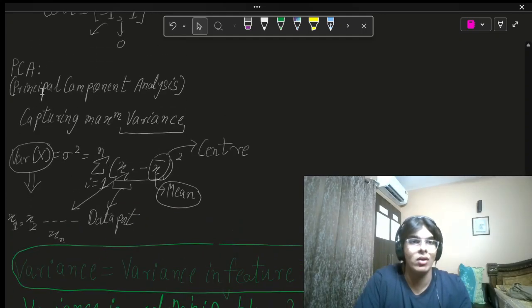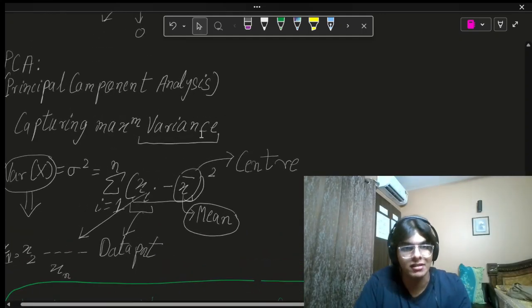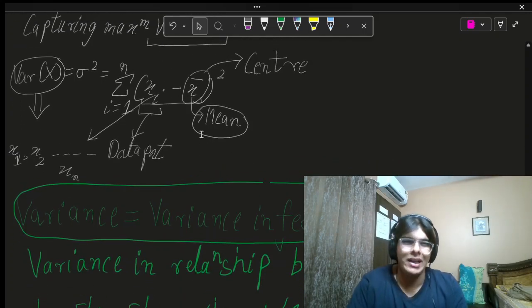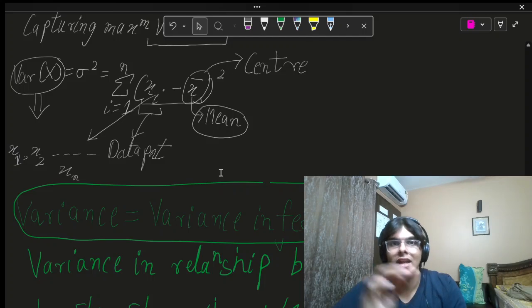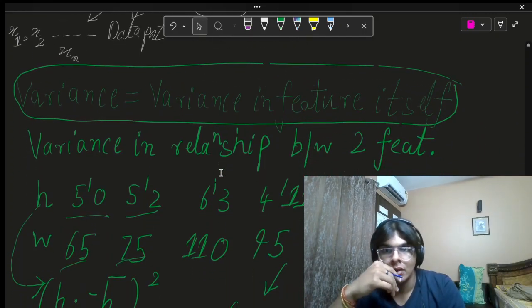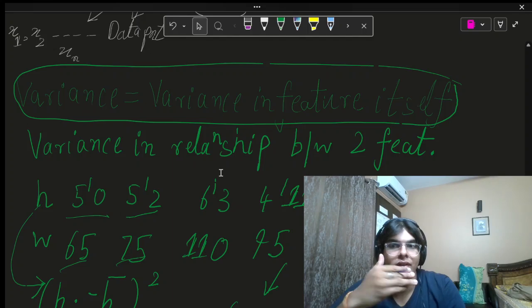Because PCA wants us to capture the direction of maximum variance. What is the direction of maximum variance? It can be any direction. Basically, it is the direction where the data is varying or going away from the mean or the center. Since we need to find its direction, we need to know what the variance in the data actually is.